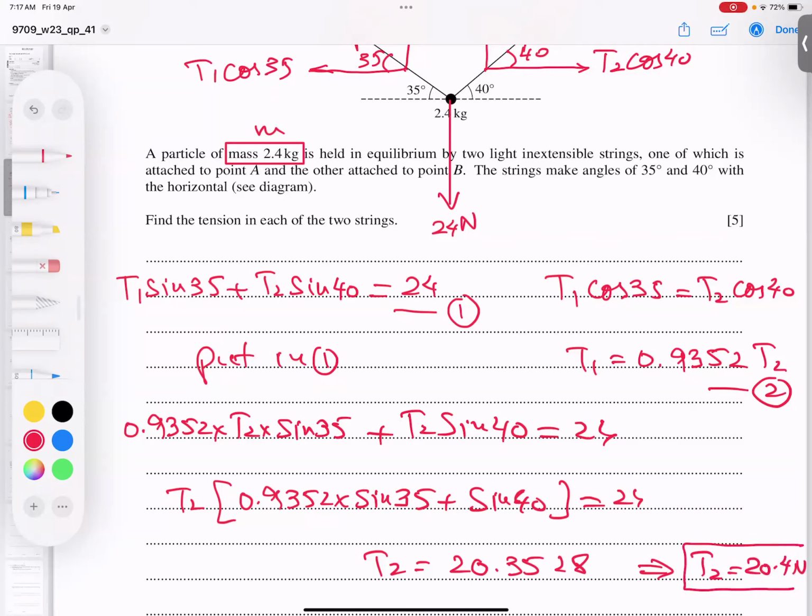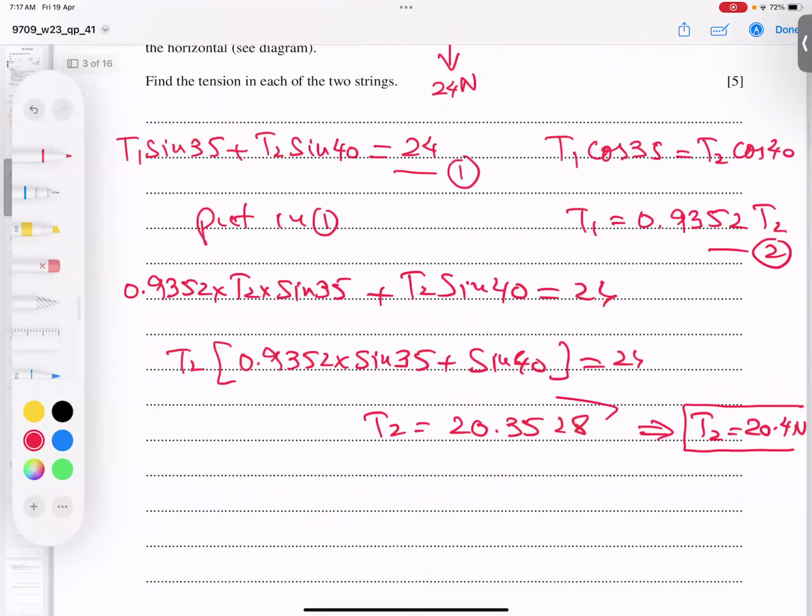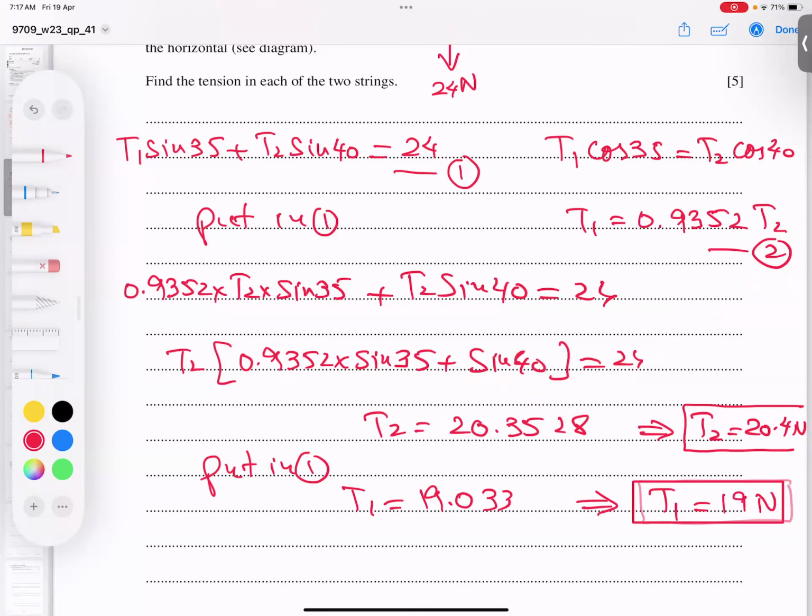I believe you got the idea. So this value I'm going to put there, but don't put the rounded one, put it without rounding. So when I plug in this, into 1, what do I get, students? I get T1 equal to what? I just plug in directly there, multiply, times 0.9352. My answer is coming to 19.033. So after rounding, T1 is coming 19.0 newtons or 19 newtons, no problem at all.